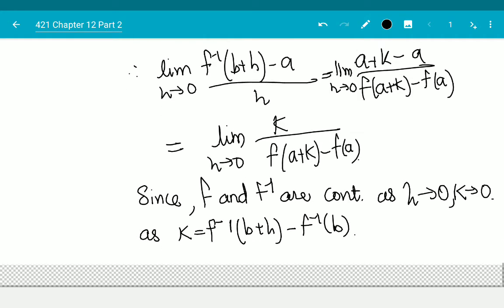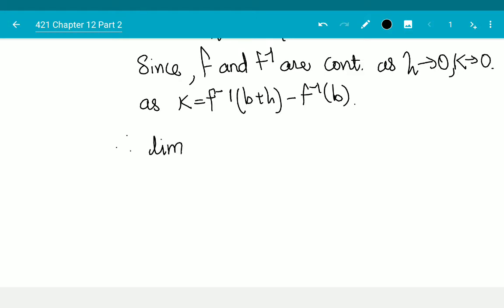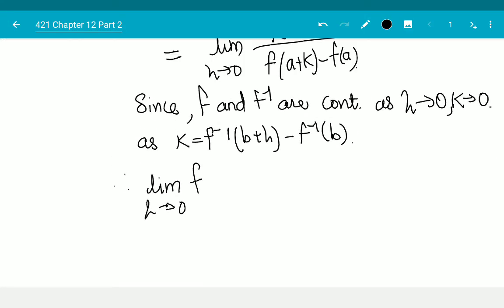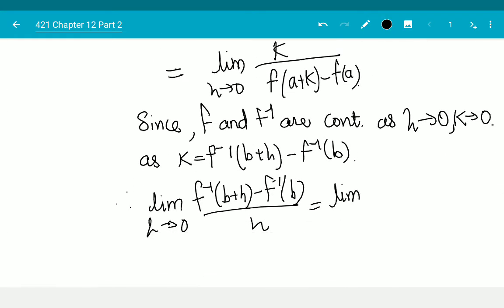They are going to go to the same term. So as h goes to 0, k goes to 0. Therefore, the limit as h goes to 0 of (f inverse of b plus h minus f inverse of b) over h is equal to the limit as k goes to 0.